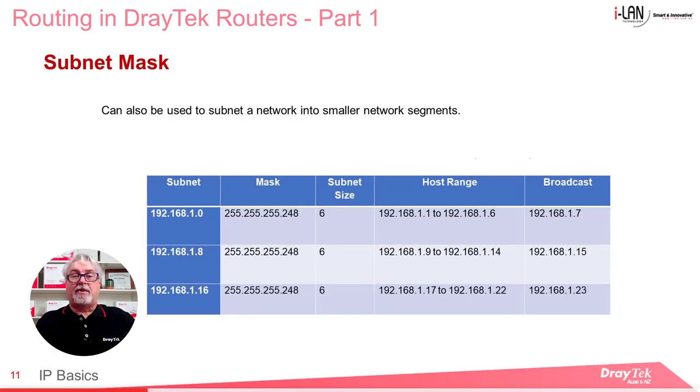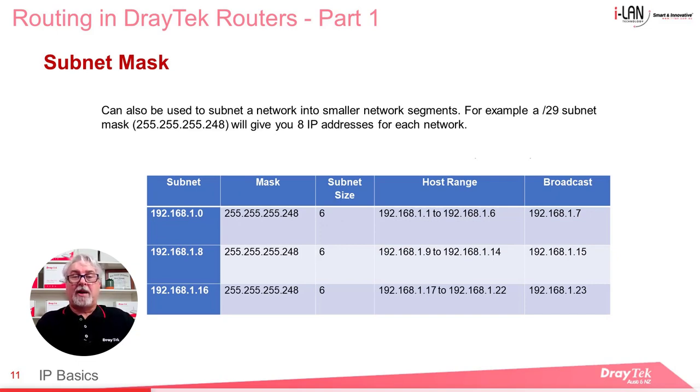The subnet mask can also be used to subnet a network into smaller network segments. For example, a /29 subnet mask, that's 255.255.255.248, will have 3 host bits, so it will give you 8 IP addresses for each network. That's 3 lots of 8 ones, followed by 5 ones and 3 zeros.